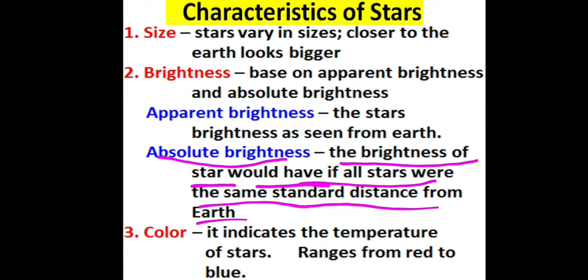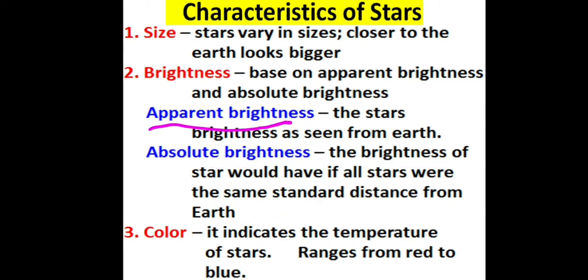This is the brightness stars would have if all of them formed a single line having the same distance from the Earth. The brightness you will see from each of them is the absolute brightness. It is not based on the distance from the Earth, because if all stars have the same distance from the Earth, then they will have different brightness, and that brightness of each star is the absolute brightness, the real brightness of stars. So again, apparent brightness is the brightness of stars that depends on the distance from the Earth, while absolute brightness is the real brightness of the star.